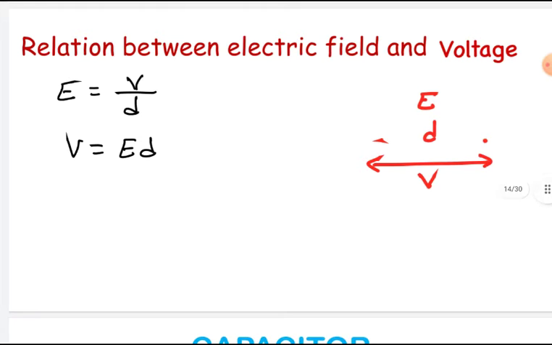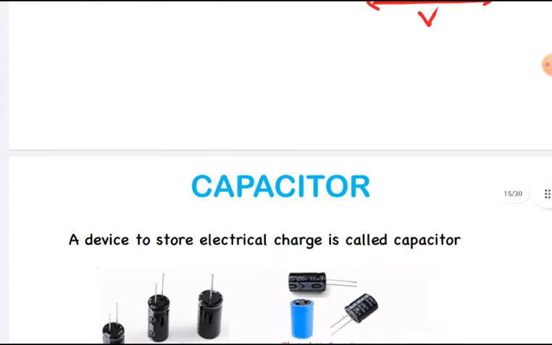And the relationship between electric field and voltage. Electric field is denoted by the letter E and voltage is denoted by the letter V. So it can be written as E is equal to V by D. So simply V is equal to ED. So the relationship between electric field and voltage can be represented by the formula E is equal to V by D, which can be written as V is equal to ED.